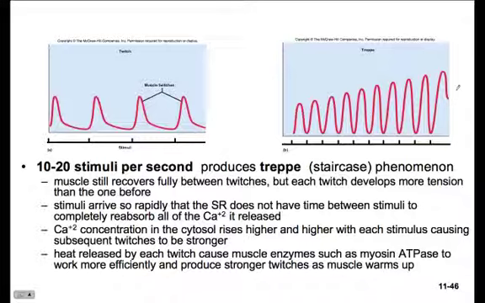be much stronger. In addition, heat released by each twitch can cause the muscle enzymes such as the myosin ATPase to work more efficiently and thus produce stronger twitches as the muscle warms up.